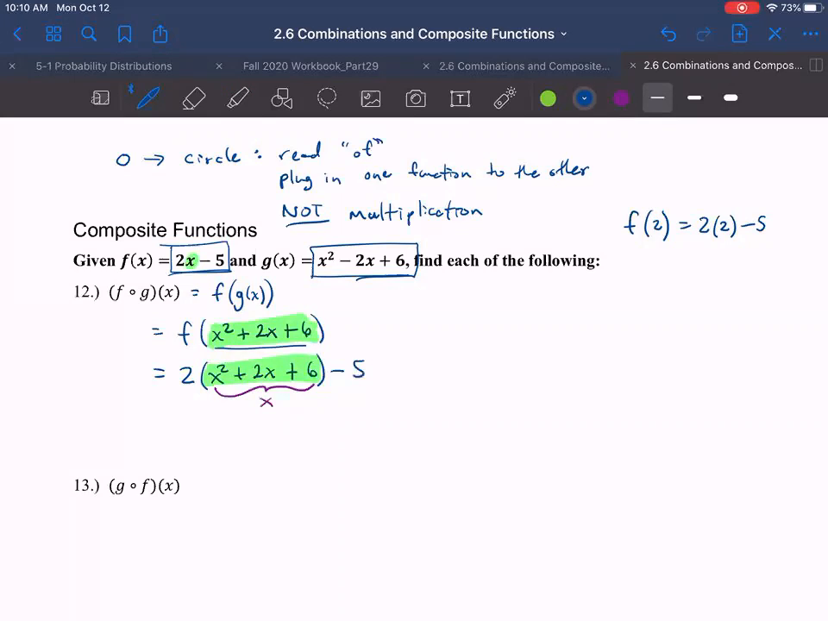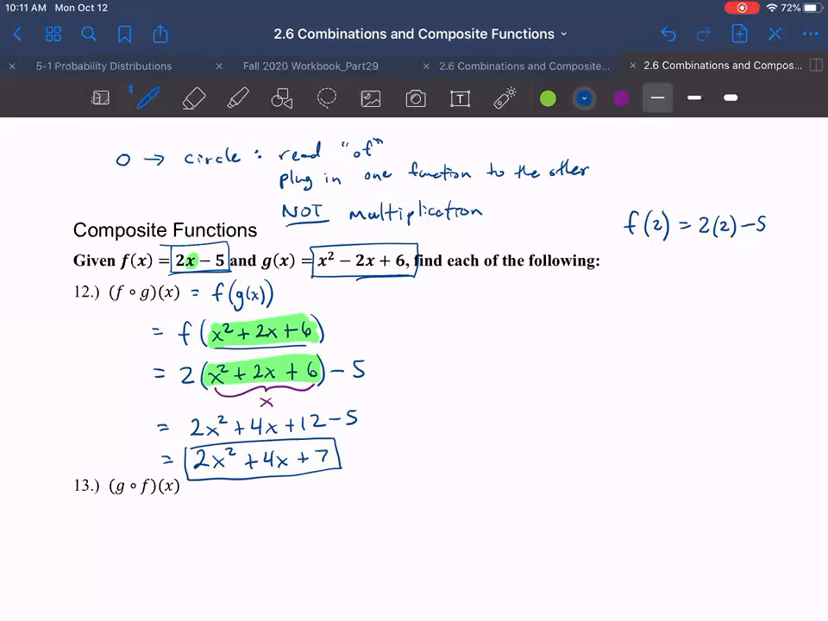After that, it's a matter of just distributing everything out. So 2x squared plus 4x plus 12 minus 5. I just distributed that 2 through the parentheses, and then this will become 2x squared. I'm going to combine all my like terms, and only these two constants at the end: I have a 12 minus 5, which is a plus 7. And so that's my result right there: 2x squared plus 4x.